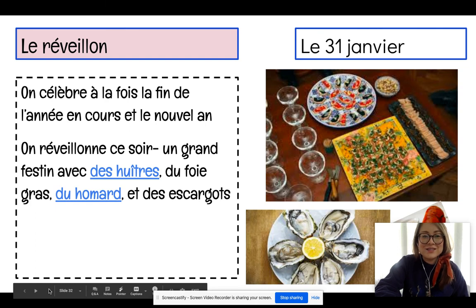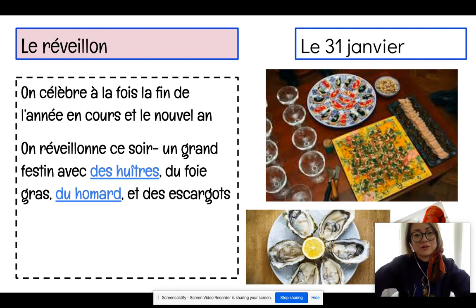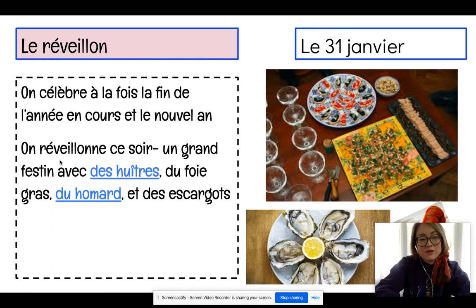Et enfin, c'est le réveillon. Le réveillon, c'est le 31 janvier. On célèbre à la fois la fin de l'année en cours et le nouvel an. So, New Year's Eve, but we commemorate it in French culture with le réveillon. Le réveillon, c'est aussi un verbe. Réveillonner, on réveillonne ce soir un grand festin. Un festin, ça veut dire feast. And this is really what it's talking about. Le réveillon is a big feast that the French have on New Year's Eve before New Year's Day.